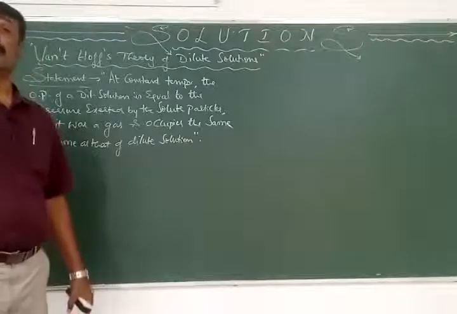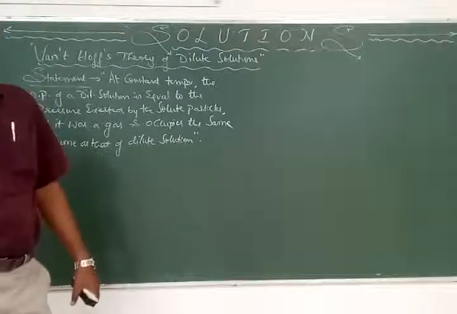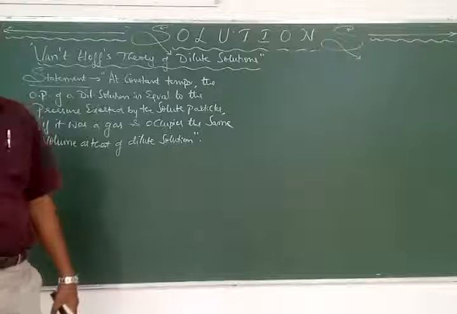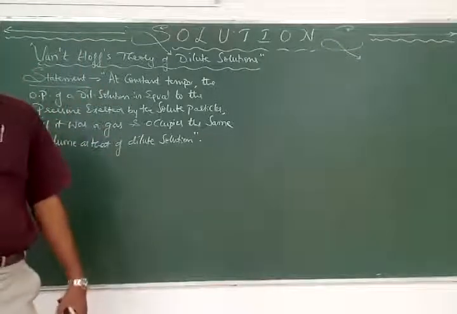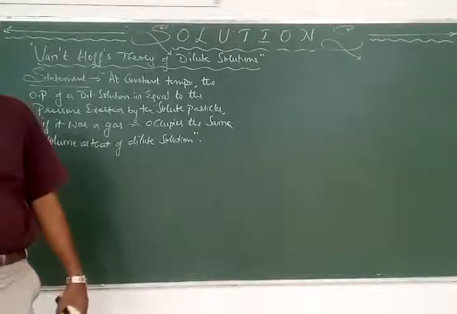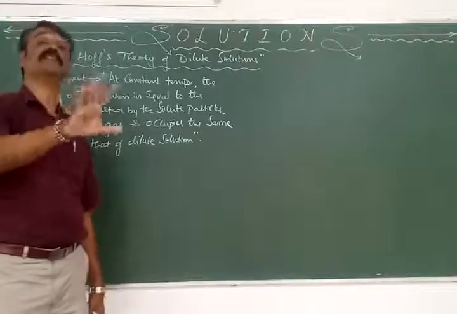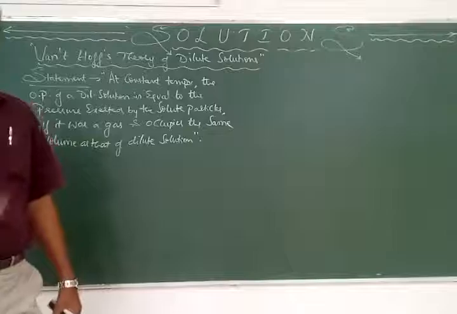Now we have to prove that osmotic pressure is an example of a colligative property. That can be done with the help of one theory, called Van 't Hoff's theory of dilute solutions. Before that, what is osmosis, what is osmotic pressure, and what is reverse osmosis? Let's have a brief definition for that.